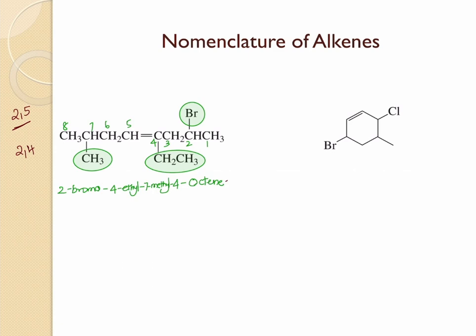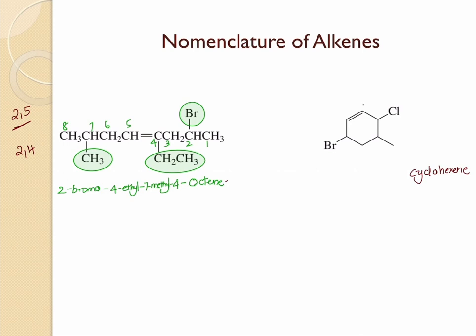Now let's go on to a slightly complicated problem. How are we going to name this compound? By default, this is going to have the parent name of cyclohexene because you have 6 carbons and a double bond is present in the ring structure. And this double bond by default is going to occupy position number 1. And we have to identify whether it would be this carbon which is counted as 1 or this carbon which is counted as 1.